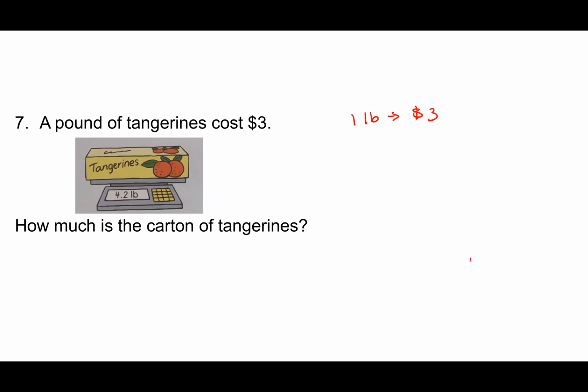Now what? And then on the left again, it's 4.2 pounds. And then you have to do 4.2 times 3. Okay. We have to do 4.2 times 3, which we can do in our heads. Right? We can do that in our heads. What'd you get? You got $12.60. Great job.